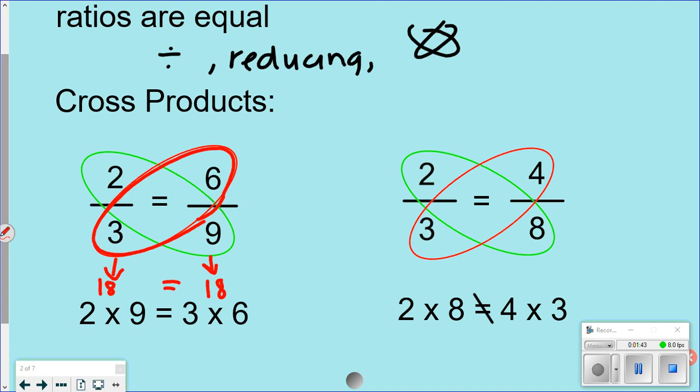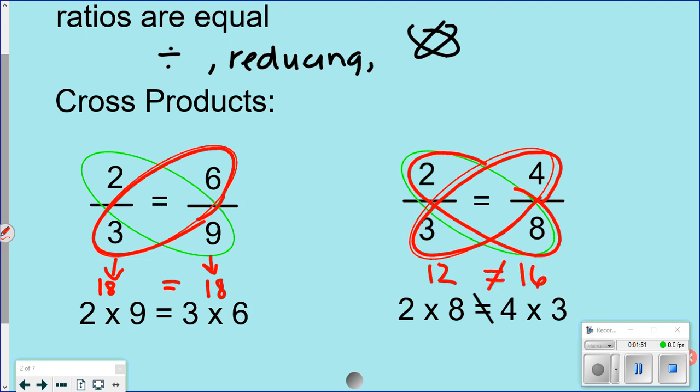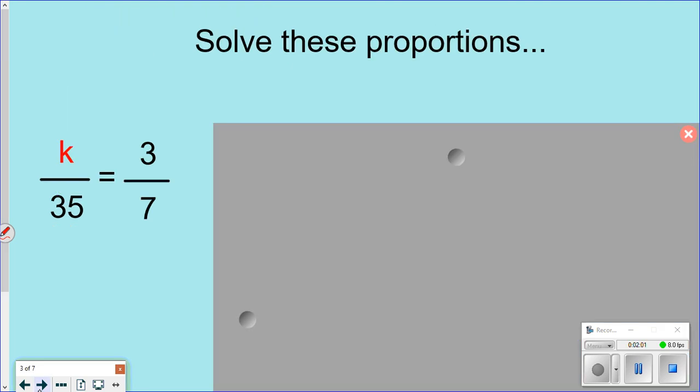Anyway, if I go to this side, I know that 4 times 3 is 12. And I know that 8 times 2 is 16. And they are not equal to each other, so they are not in proportion. So again, it's just a recap of how the butterfly method works, and you'll be using this method today to figure out how to solve your proportions.